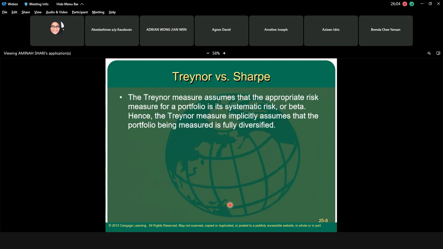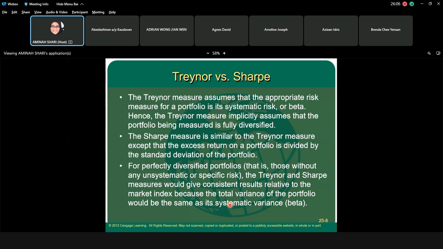Okay, dekat sini, tadi kita dah belajar Treynor and Sharpe. Okay, tapi ada discussion on the conflicting result. Okay, this is the reason why there is a conflicting result. Okay, conflicting ni maksudnya adalah kenapa ada perbandingan. Okay, why there is a comparison between Treynor and Sharpe. Okay, selalunya kita akan buat perbandingan between Treynor and Sharpe.